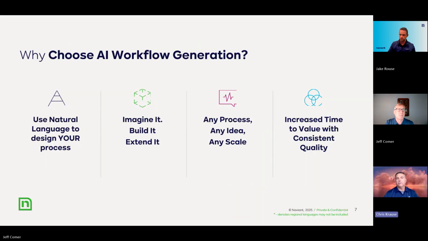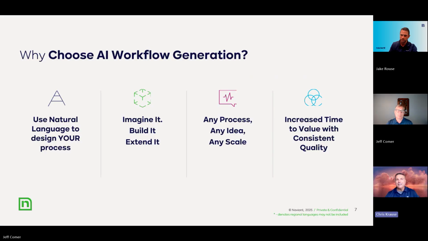So why wouldn't you choose to use an AI workflow to generate a process? Well, first off, you don't need to know the nomenclature of any particular product. You just have to use natural language to design your process. You just tell it exactly what you need and what you want it to be able to do, and it will take care of the rest. And you'll see that in just a moment. Because if you can imagine it, it will build it.